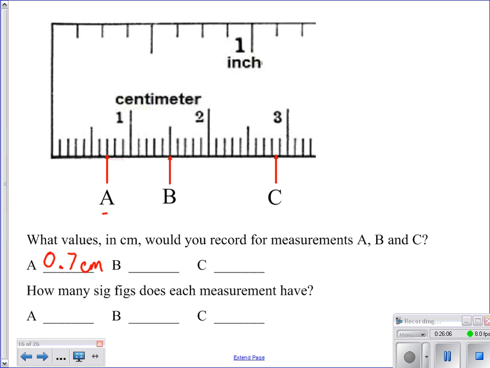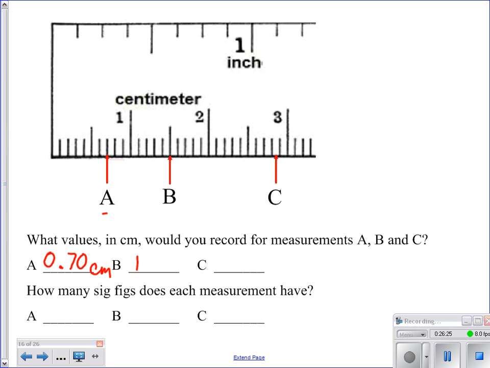Okay, next one. We've got 1. You know what? I just went too quickly. Sorry about that. 0.7, yeah, that's known. 0.70 centimeters. I did that just to make sure you guys were paying attention there at home.